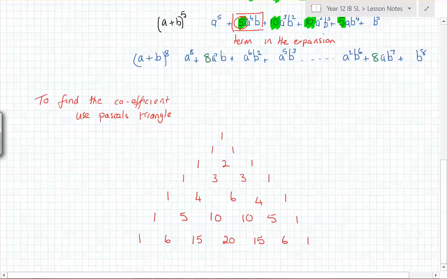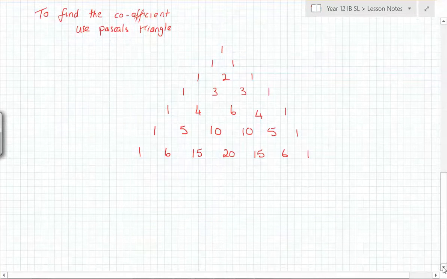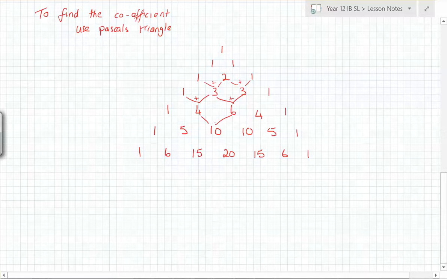Has everyone spotted it? You haven't spotted it. That's fine. I'm trying to explain it. 1 and 1 make 2. 1 and 2 make 3. So you go like this and you add. 1 add 3 makes 4. 3 add 3 makes 6. 4 add 6 makes 10. 10 add 10 makes 20. Okay?